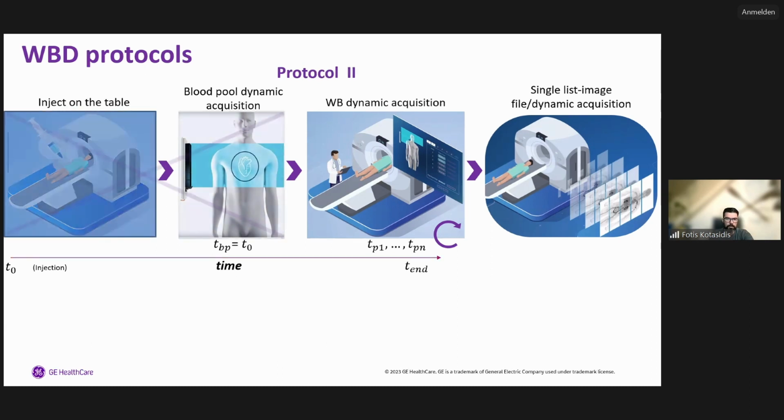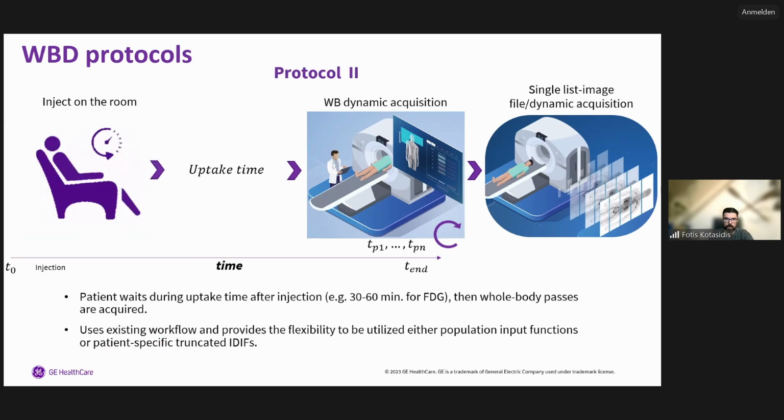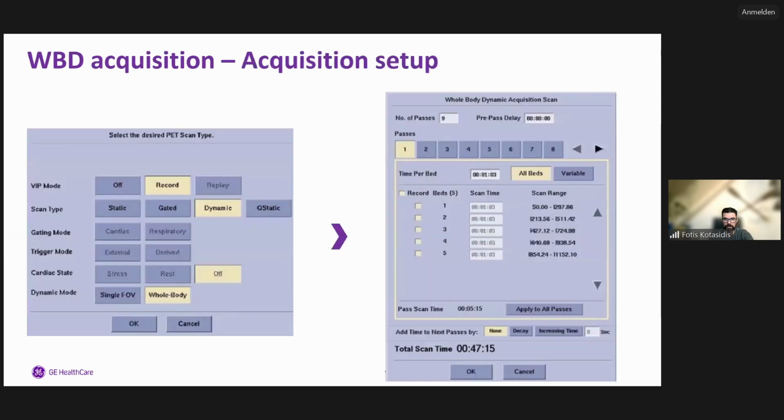And then we have a second protocol in which we omit the first part of the acquisition. So we don't inject the patient on the scanner, we just do a number of whole body dynamic passes, which can start any time from 20 to 30 minutes post injection and so on. Effectively it follows a similar workflow to what most departments are used to nowadays with static acquisition, so you don't need to inject the patient on the scanner. And we have included this additional mode in our acquisition software.